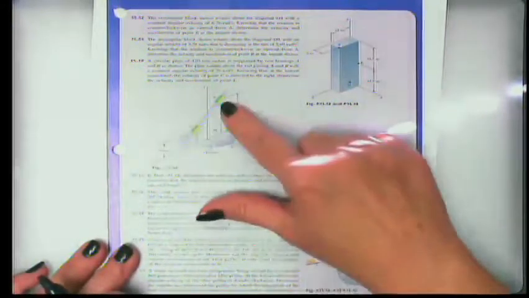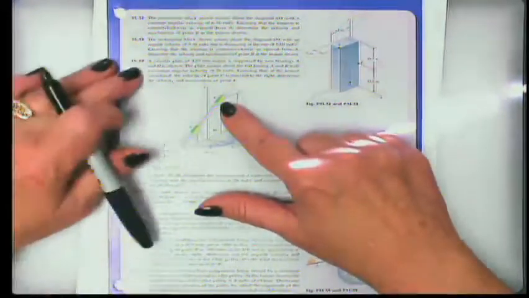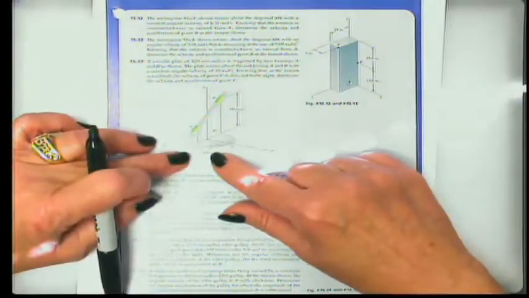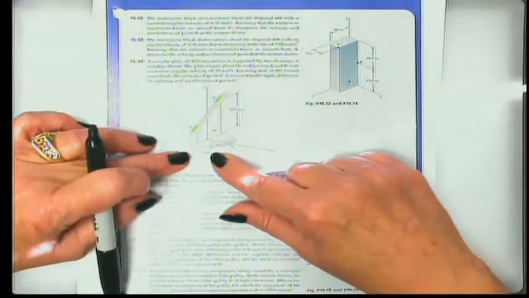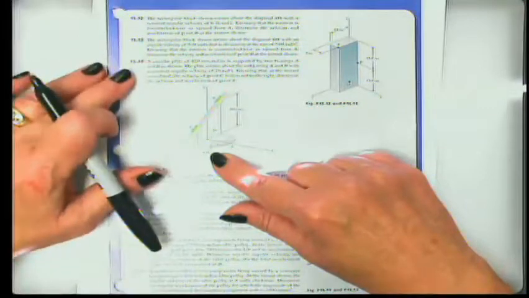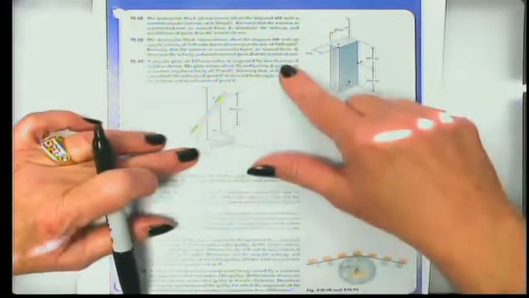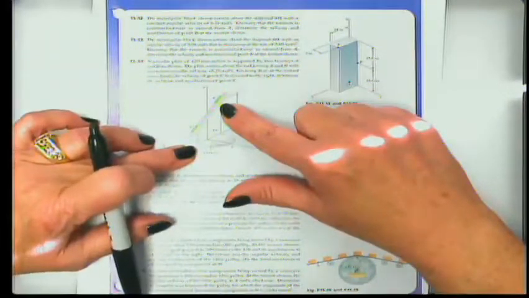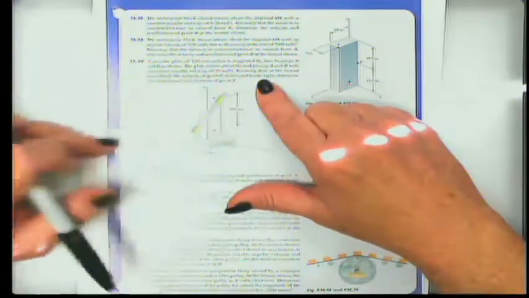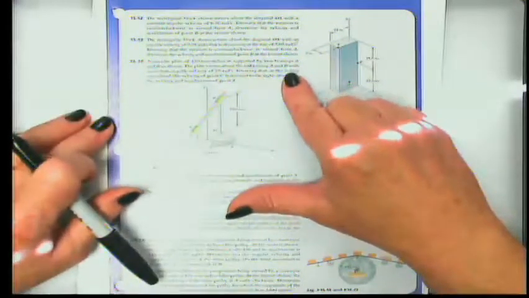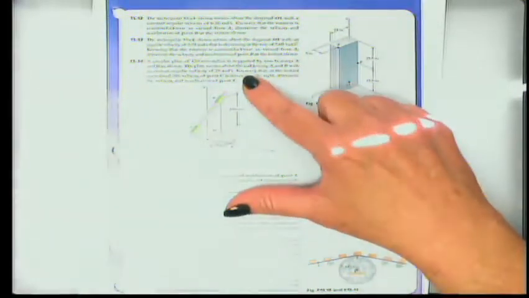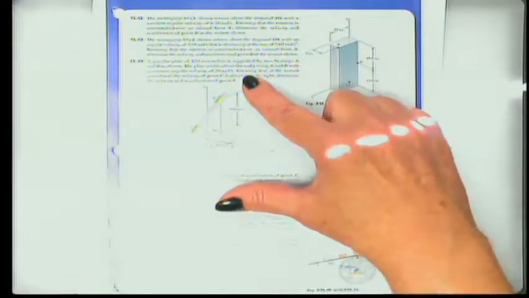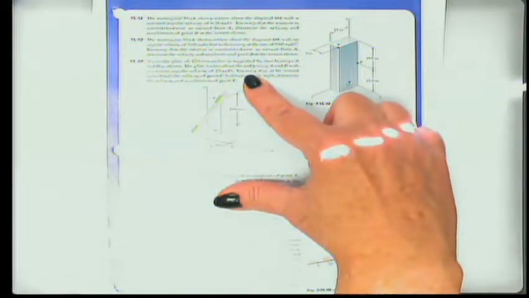Okay, so what we have here on 1514, we have this circular plate, and the radius is 120 millimeters. And it is supported by 2 bearings at A and B. Okay, so the plate rotates about the rod joining A and B with a constant angular velocity of 26 radians per second. Okay, that means omega is constant, alpha is 0.